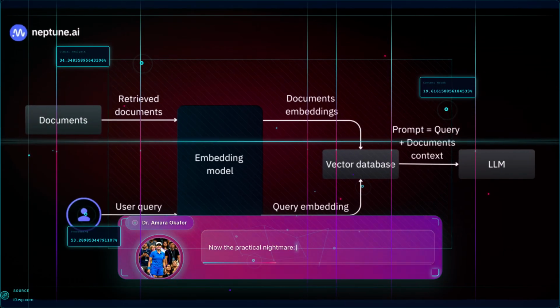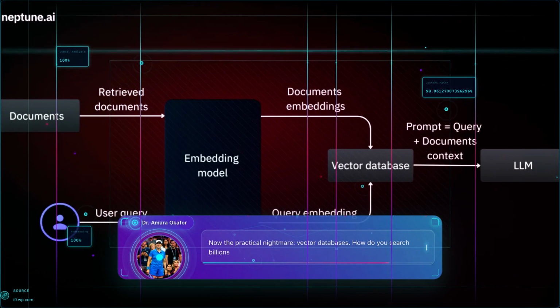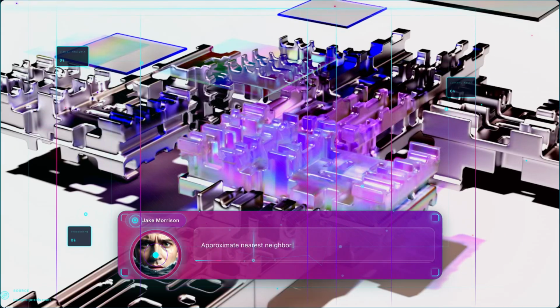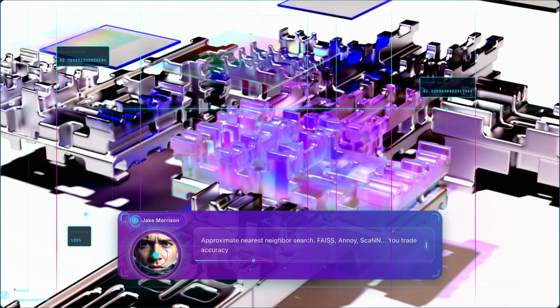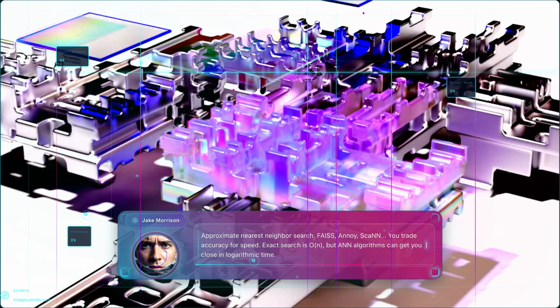Now the practical nightmare, vector databases. How do you search billions of embeddings? Approximate nearest neighbor search. FAISS, Annoy, ScaNN. You trade accuracy for speed. Exact search is O(n), but ANN algorithms can get you close in logarithmic time. Close being the operative word, you're not getting exact matches.